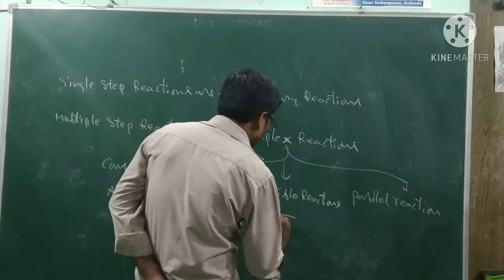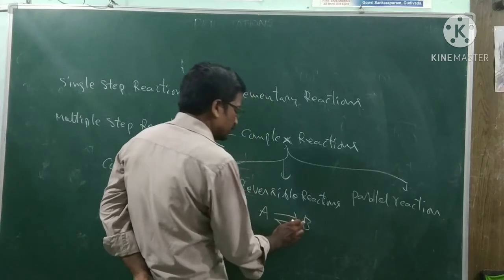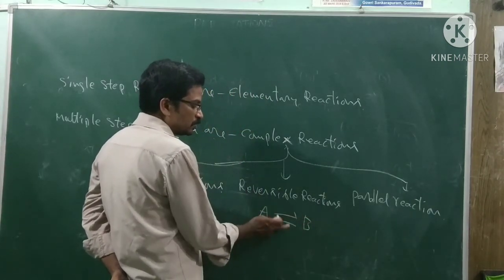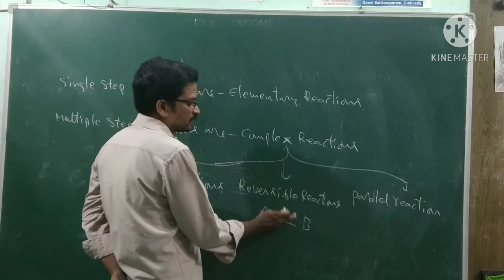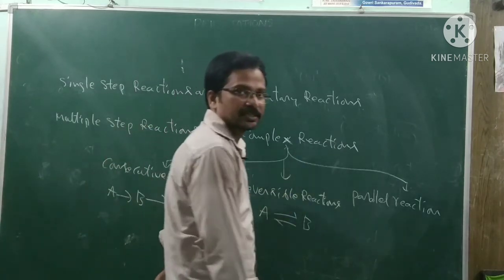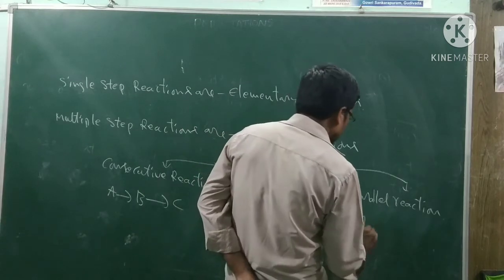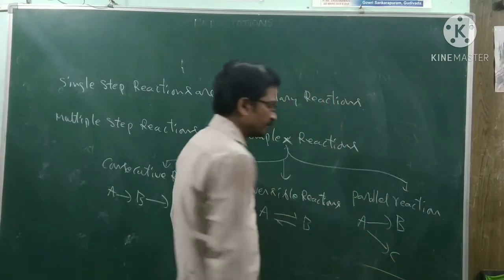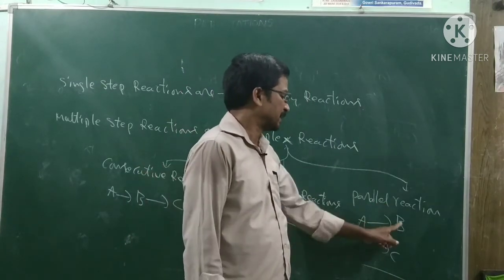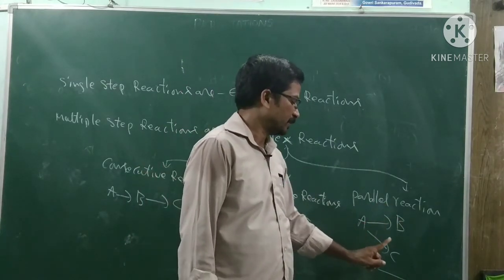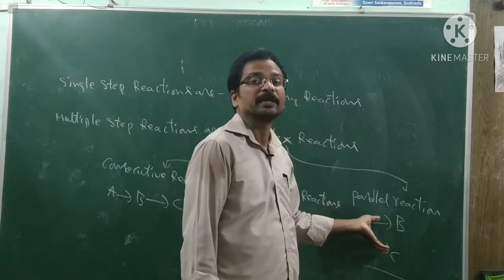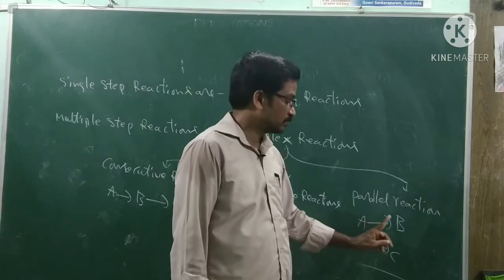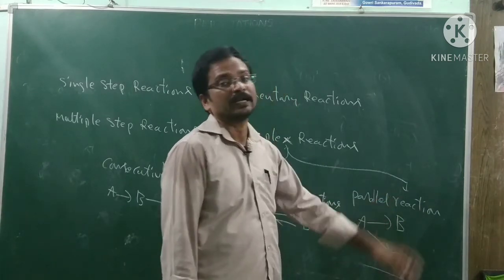Reversible reactions: A gives rise to B, B gives rise to A. Here it has two steps, and is known as reversible reactions. And parallel reactions: A gives rise to B, and simultaneously A gives rise to C. This is known as parallel reactions.